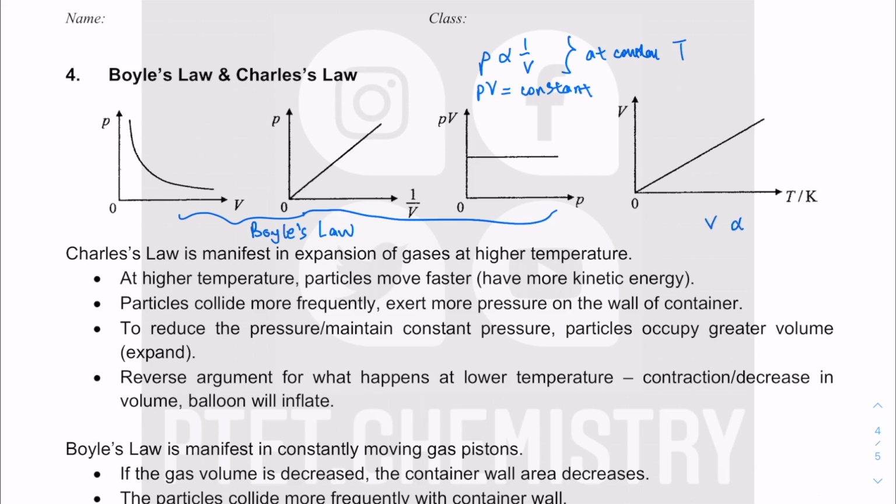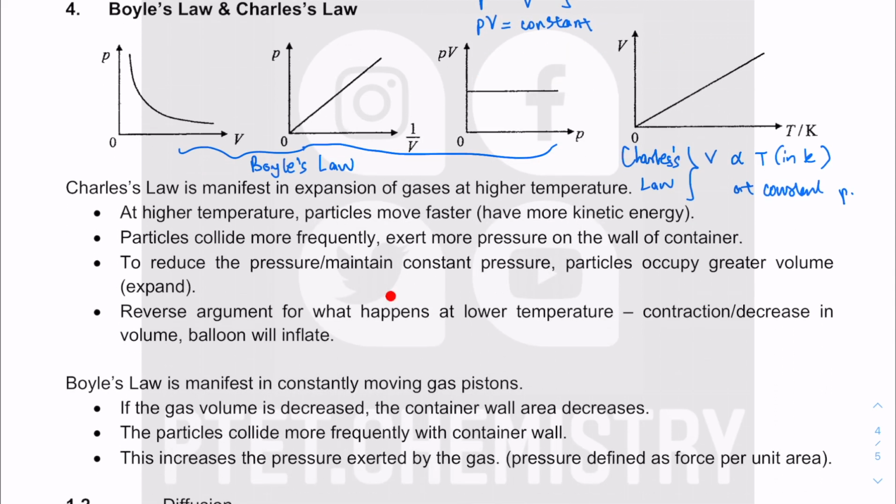Whereas this one is volume proportional to temperature in Kelvin at constant pressure. So this is Charles' law. Both of these guys pioneered the development of these laws of gases based on a series of experiments. All right, just to go through the idea, because what is important at all level is not really the gas law, but the kinetic particle theory. So you need to be able to explain it in terms of what happened to the particles.